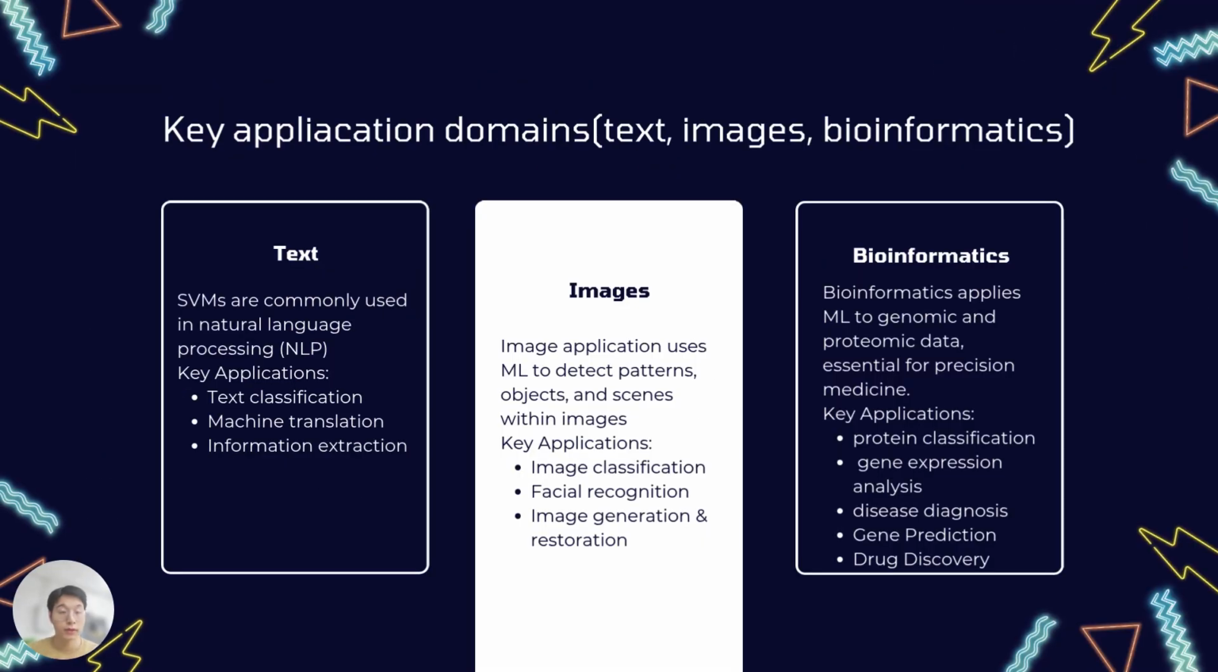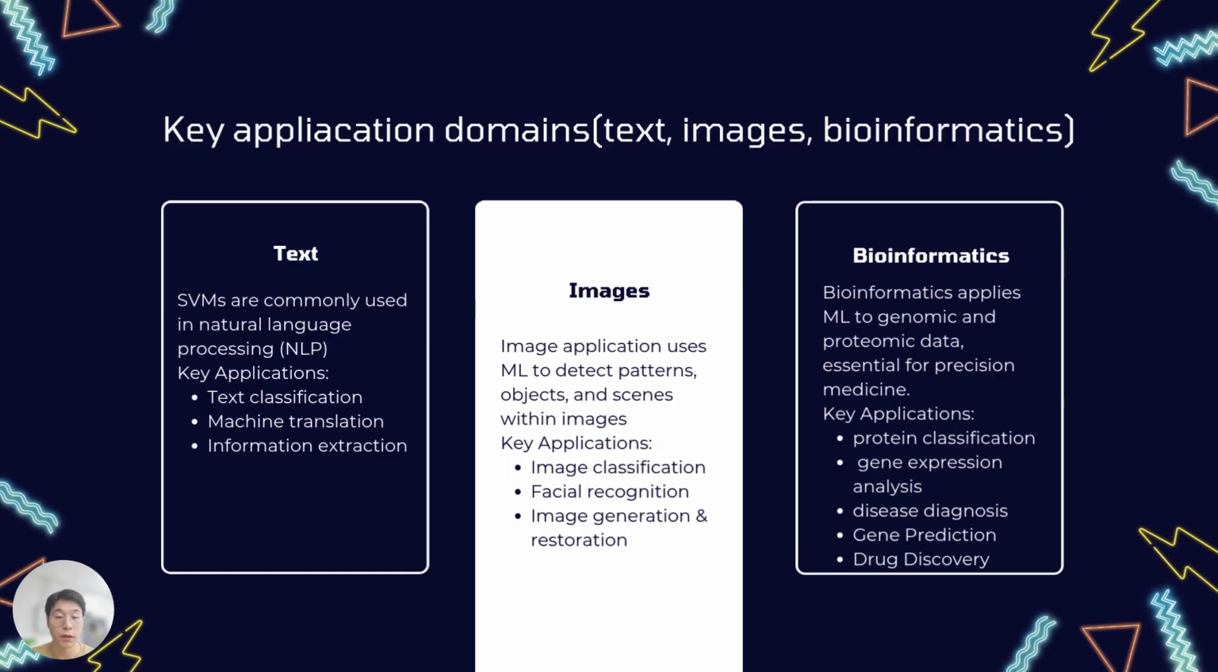Hi, the second part is about the key application domains: text, imaging, and bioinformatics. The first one is text. SVMs are commonly used in natural language processing. The key applications are text classification, for example, spam email identification; machine translation, for example, Chinese to English; and information extraction, for example, key phrase extraction.